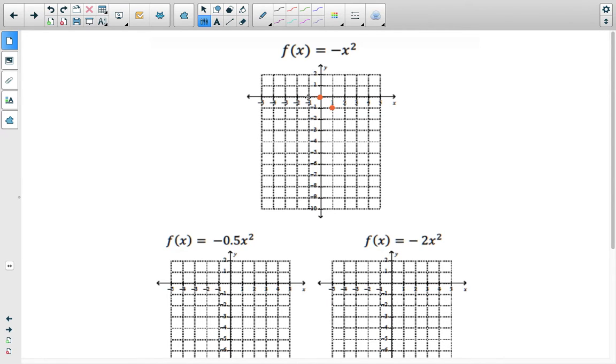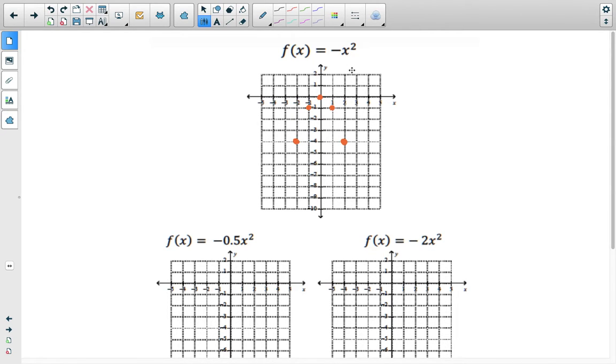If we plug in the negative 1 instead, negative 1 squared is still positive 1, and then we multiply it by negative, which gives us a negative 1. Because remember, anything negative squared turns into a positive. So it looks to be that 0, 0 is our vertex, so we should have symmetry. We'll plug in the 2. Positive 2 squared is positive 4. Then multiply by negative, we get negative 4. So 2, negative 4. Let's check to see symmetry. Negative 2 squared is a positive 4. Then we multiply by a negative, we get a negative 4. So we do have symmetry.